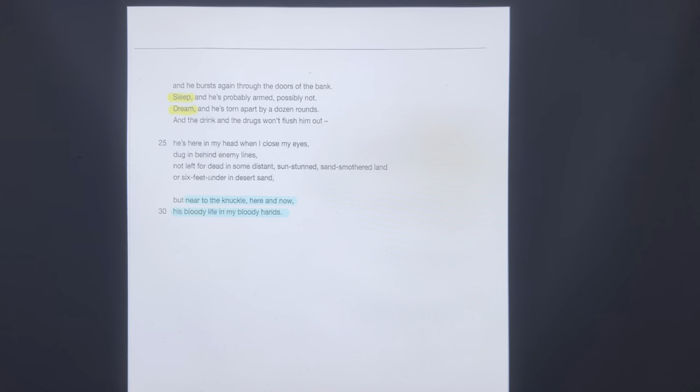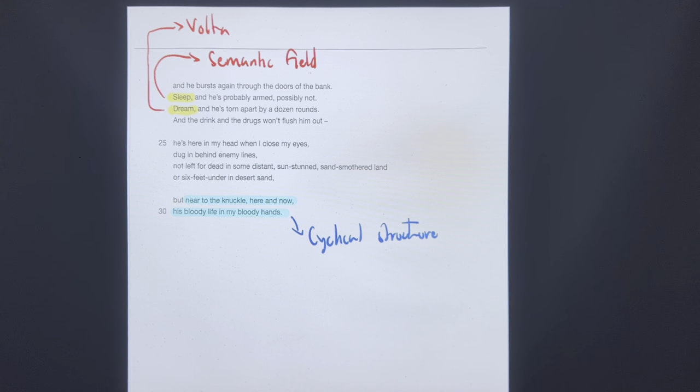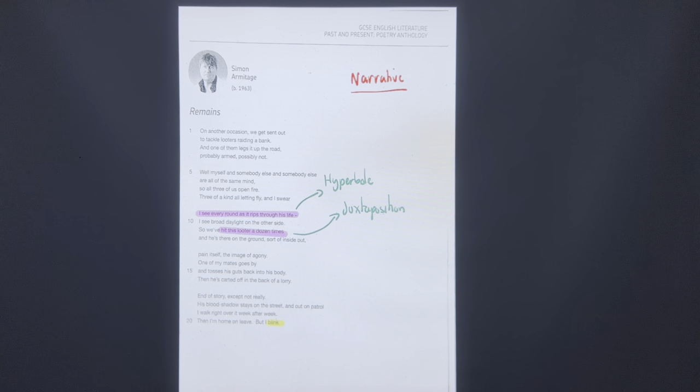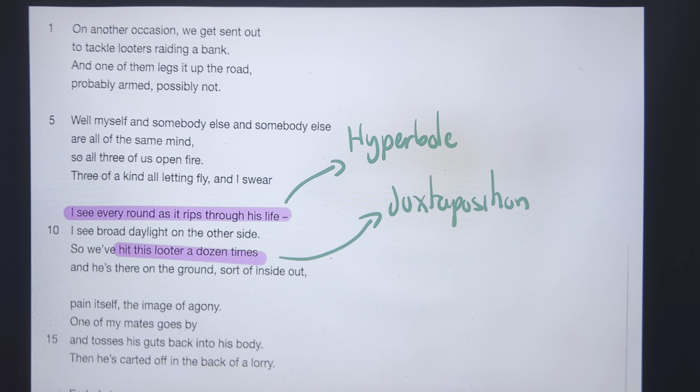"I blink, I sleep, and I dream." Here, guys, we have a semantic field. And with these quotes, I will also talk about the volta. And then lastly, "near to the knuckle, here and now, his bloody life in my bloody hands." I would end by talking about the idea of a cyclical structure, and then I would talk about the repetition of "bloody."